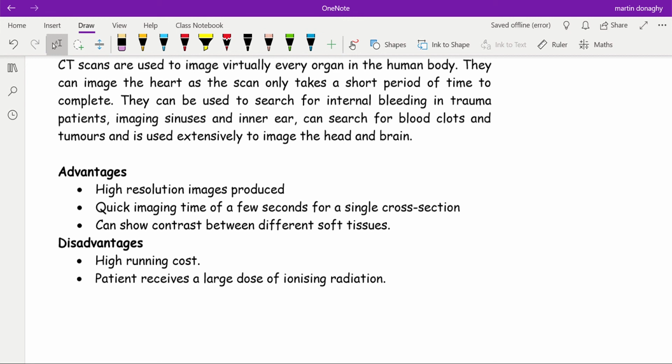CT scans will. Disadvantages: relatively high running costs, but the main one is that the patient will get a large dose of ionizing radiation.